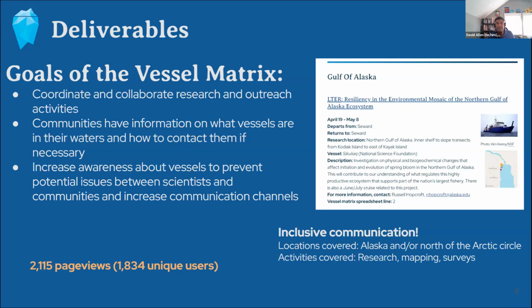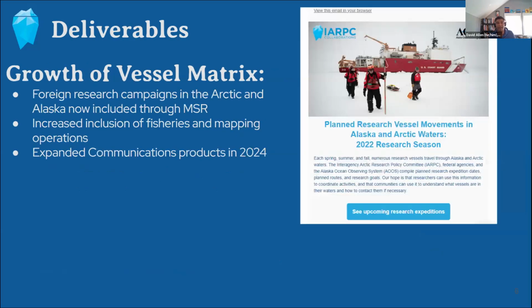If we can move to the next slide. This panel on the right hand side is just an example of one of the entries on the vessel matrix. One of the things that we've been doing over the past year is really expanding the coverage of the vessel matrix, and that includes equal consideration for foreign research campaigns in the Arctic. Anyone that lives and works in Alaska knows, you can have various foreign research vessels from all different countries, including Korea, Japan, Norway, and others, Canada, working offshore.